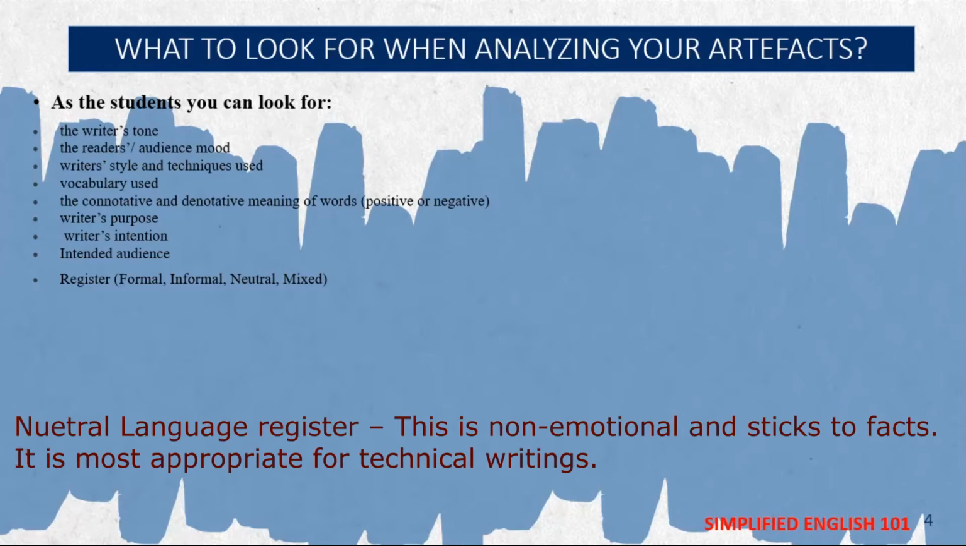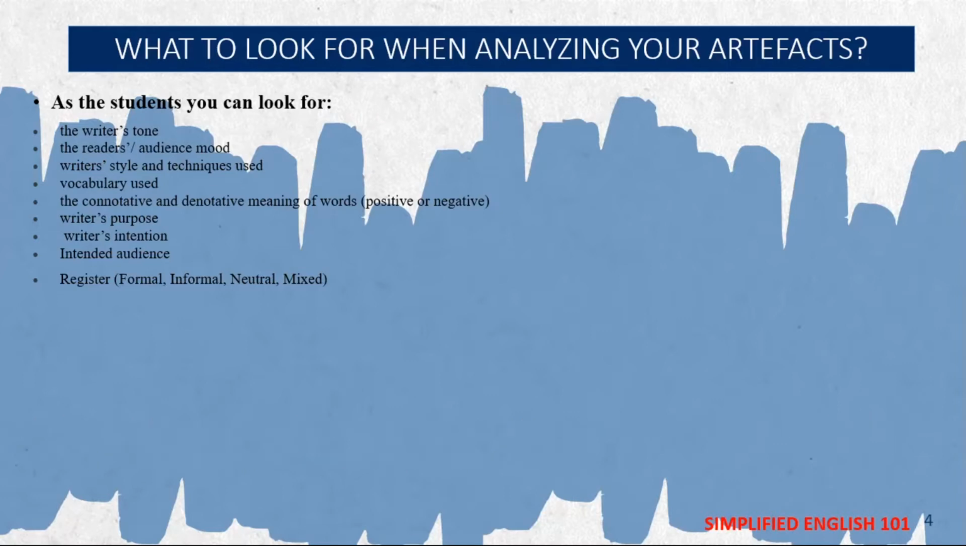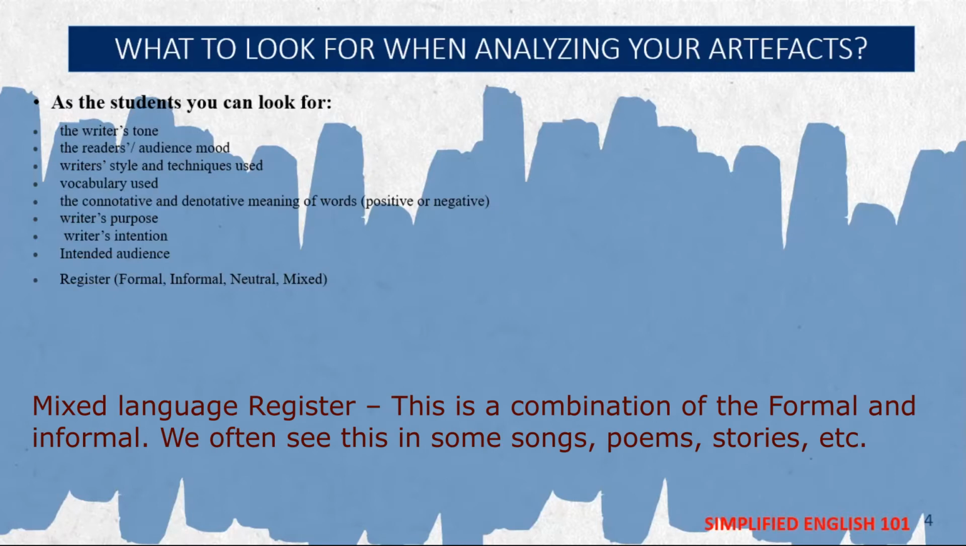The neutral language register focuses on the non-emotional and sticks to facts. So this is more appropriate for technical writing. Again, some letters, articles, reviews, and other pieces. Finally, the mixed language register. It is a combination of both formal and informal, or a mixture of any of the language registers. We see this most times in songs and poems and stories, where you see formal language mixed with a little bit of Creole, or informal mixed with a little bit of Creole, right?